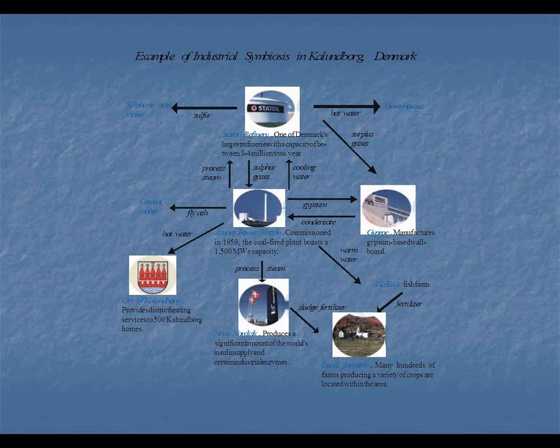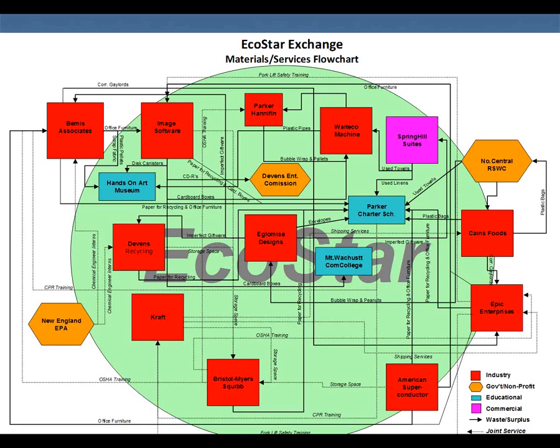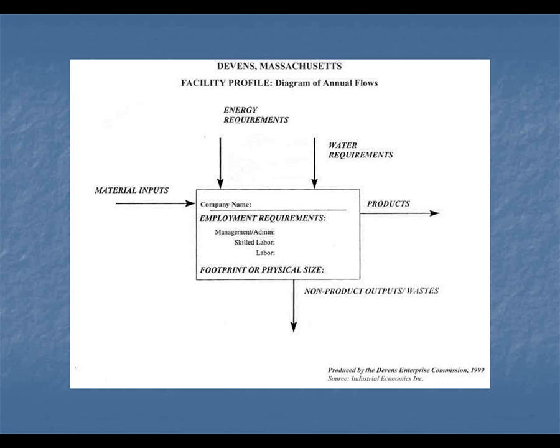All of these come into play, and it leads me to my next slide, which is my own sort of what I call flowchart envy that we use here at Devens, trying to map out some of the exchanges between companies who are located within our park. One of the things that makes it easier for us to assess the opportunities is when companies come into our park, we sit down with them and walk through this flow diagram where they'll input their materials on one side, their non-product outputs on another, the products they produce, their water and energy requirements, and number of employees. Feel free to use this for your own purposes, but it's been very effective for us.